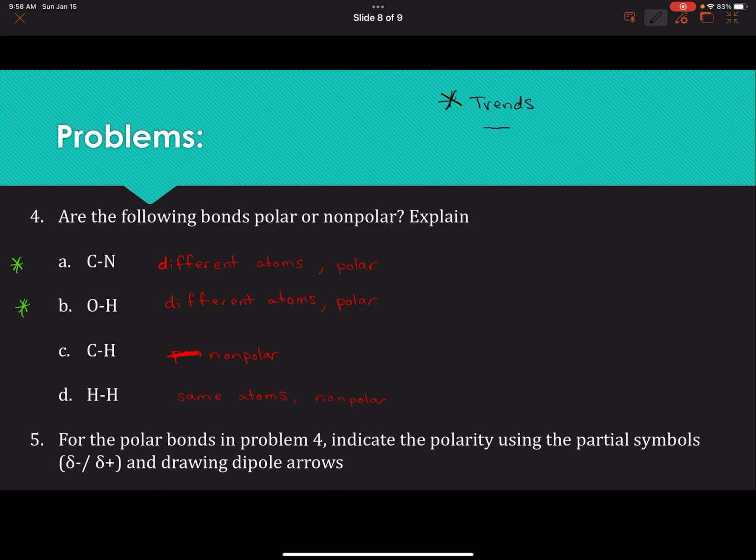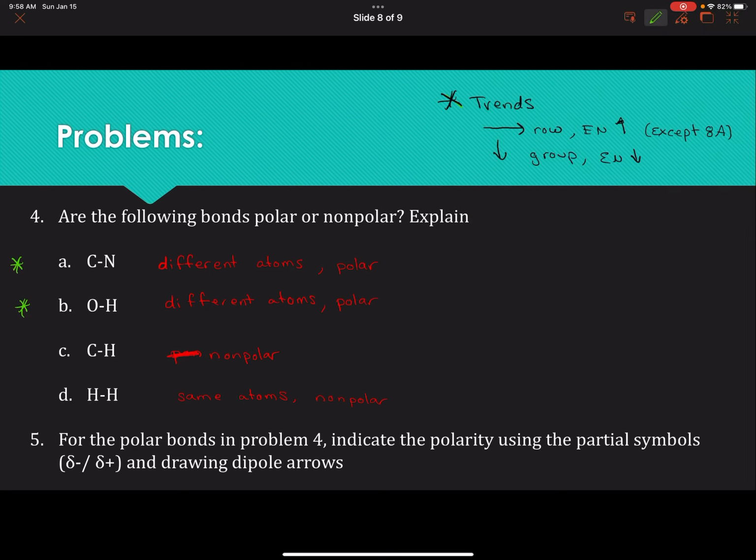So our periodic trends tell us that as we go across a row, electronegativities increase, except for group 8A. As we go down a group, the electronegativities decrease.